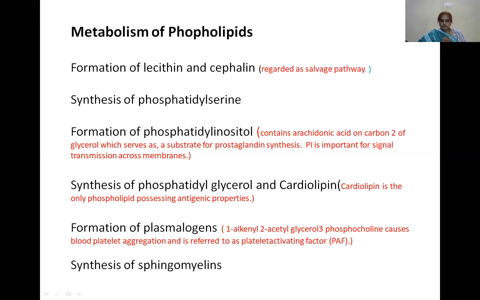Now let's see the metabolism of phospholipids. These are the steps: formation of lecithin and cephalins, formation of phosphatidylinositol, synthesis of phosphatidylglycerol and cardiolipin, formation of plasmalogens, and synthesis of sphingomyelins.